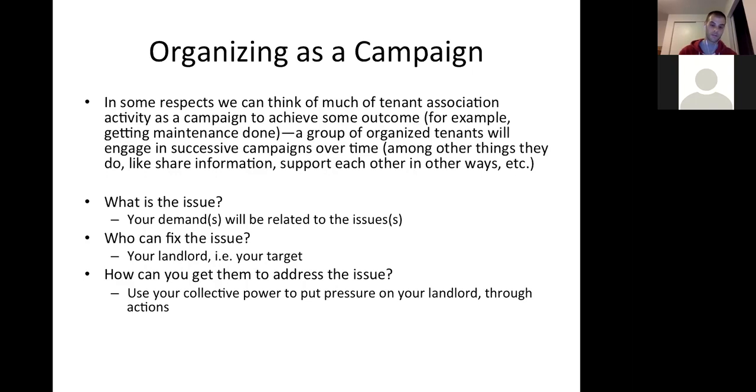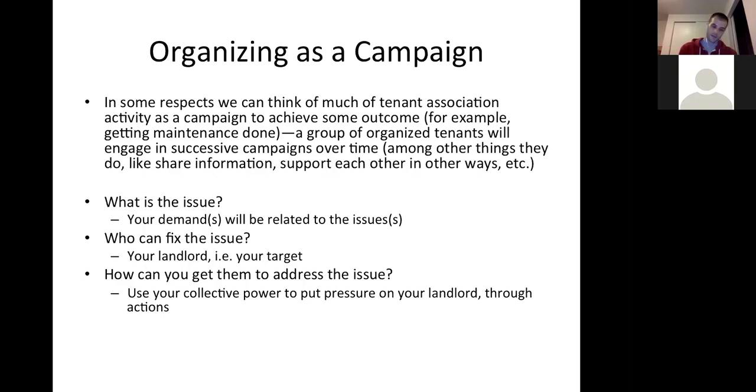But your landlord is going to be your target. And then the question becomes, okay, we know what the issue is. We've got our demands, and we know we want our landlord to fix the issue. How do we get them to do this? If our landlords wanted to maintain our buildings or not evict us or not make the rent so high, they would do that, right? They're behaving the way that they're behaving because that's the way they want to behave. So what we have to do as tenants is work together to put pressure on them through action to get them to address the issues or meet our demands.